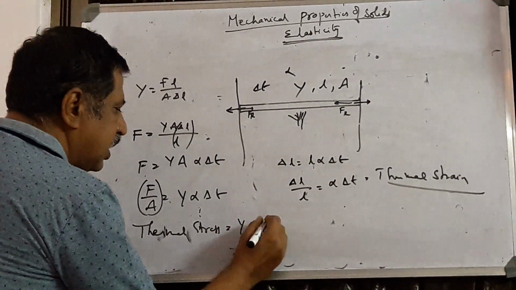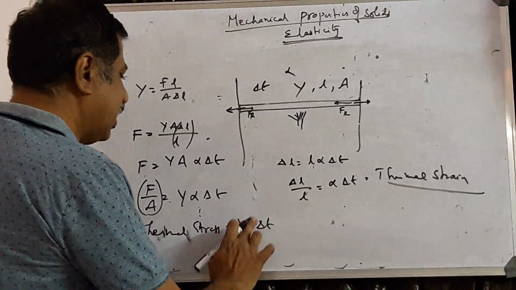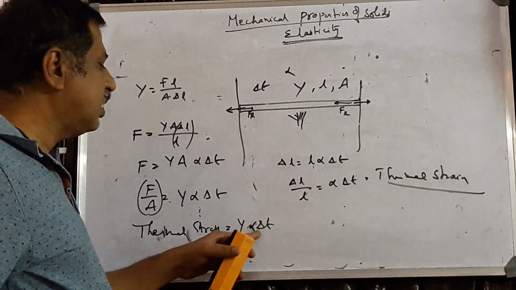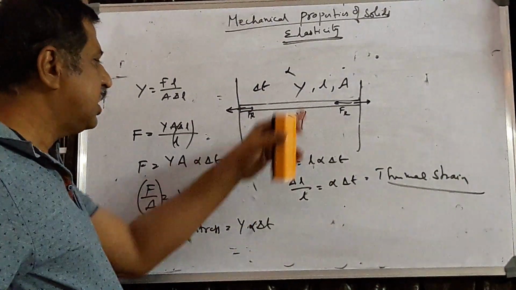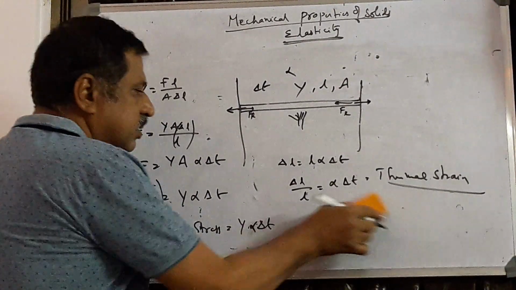Thermal force is YA alpha delta T. Y is the Young's modulus, A is the area of cross section, alpha is the coefficient of linear expansion of the rod, and delta T is the rise in temperature. Y is the Young's modulus of the rod.